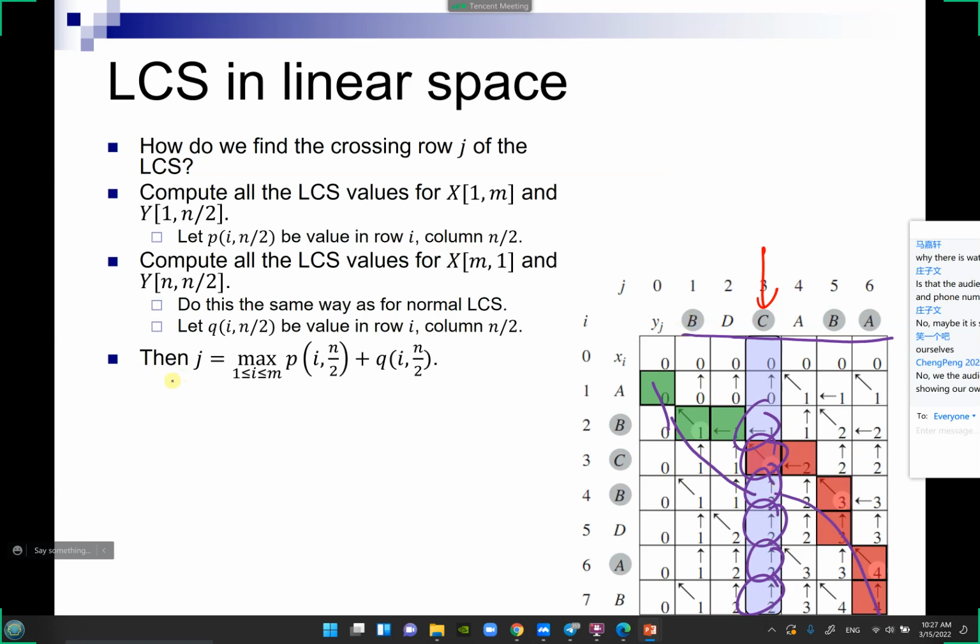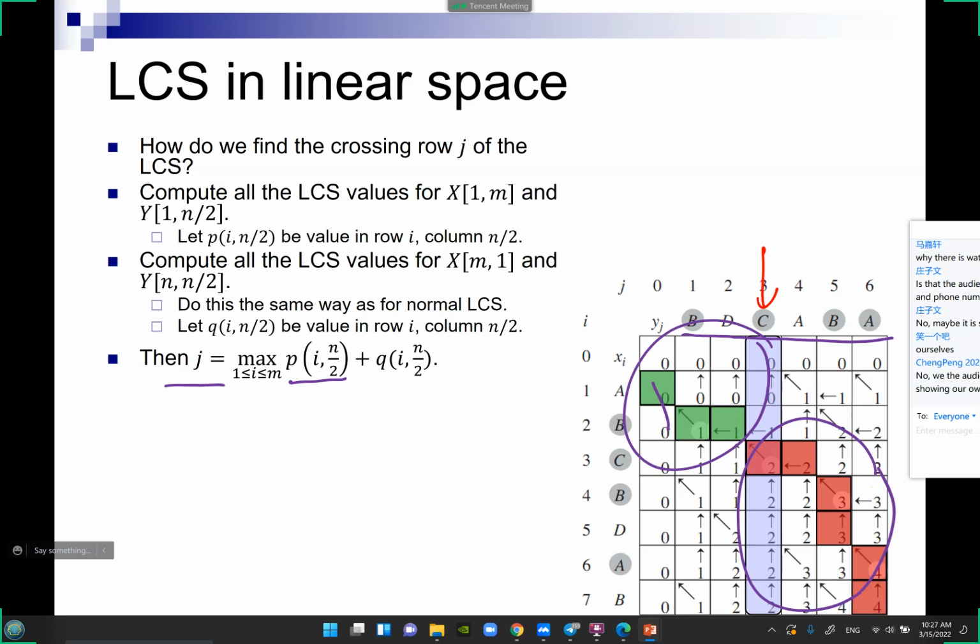So that's why J here is going to be defined in this way. Here this P value is going to be the number of matches in the first half, the left half over here. And then Q is going to be the number of matches in the second half.